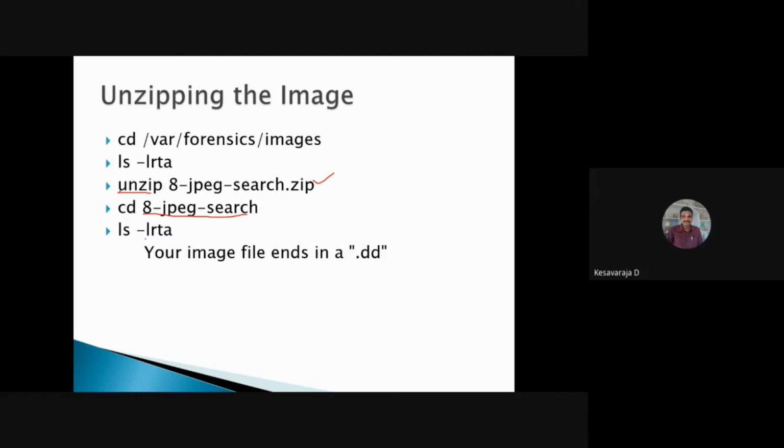I will run ls -l. Inside that, there is a zip file, and inside the zip file there is a raw file. The raw image file is available, saved with the extension .dd.